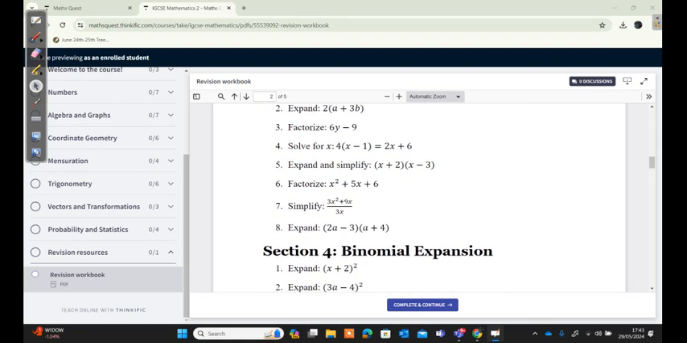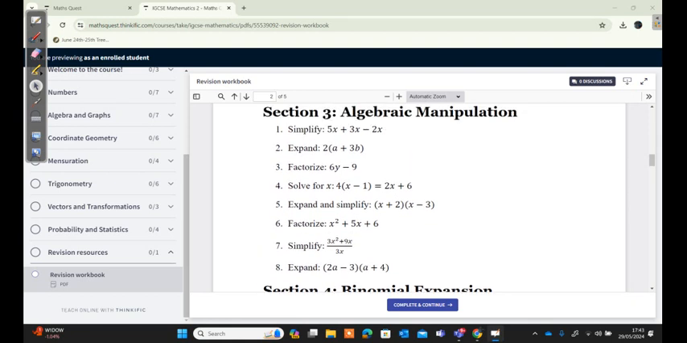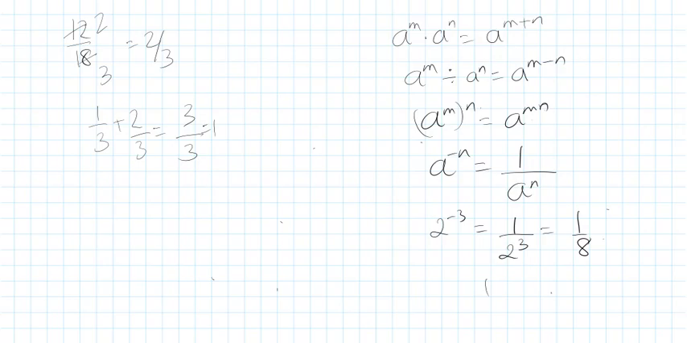Number 3 is factorizing. So you take out what's common. So you have 6y minus 9. You would take out the 3. I can just quickly show you on the board. I'm going to use other numbers as I usually do. So 4x minus 8, if I have to factorize it, I need to find what's common between these two terms. So here it's 4, which is common. So 4 open bracket. What's left inside is x minus 2.